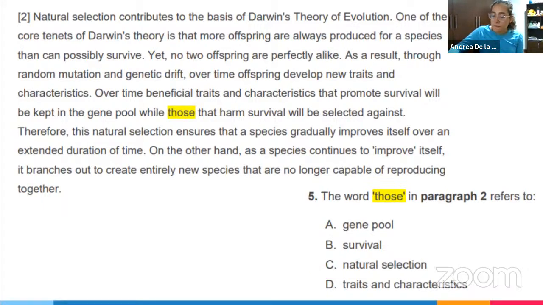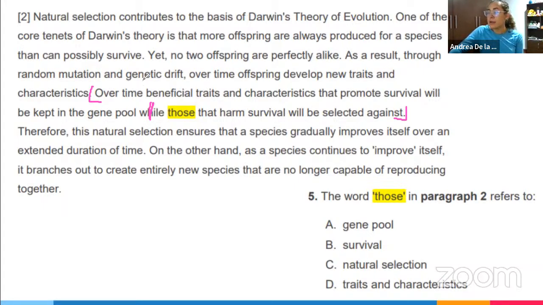You start by reading the sentence that contains the word. In that case, the sentence that contains the word starts in over and it finishes here. So you start reading that sentence. It says, over time, beneficial traits and characteristics that promote survival will be kept in the gene pool, while those that harm survival will be selected against. And you start analyzing that sentence and you realize that it has a connector, while, that shows contrast. So you know that what is before while has to be the opposite of what's after while.